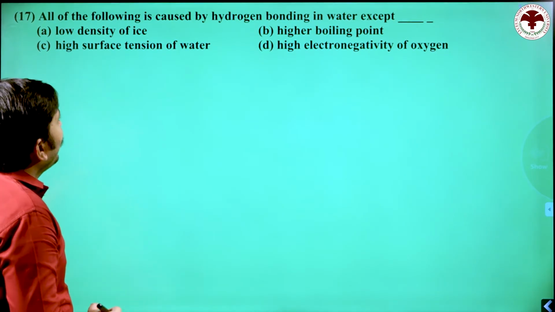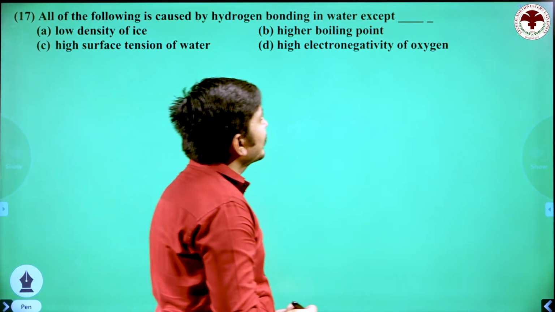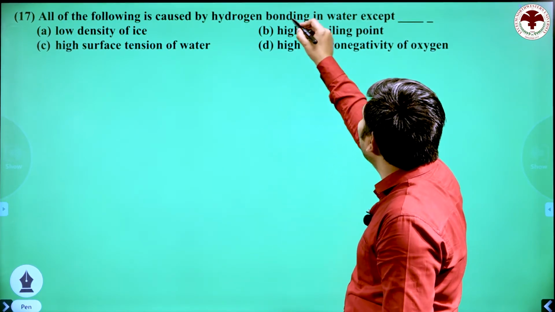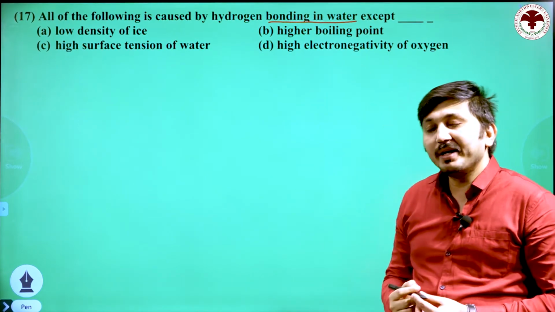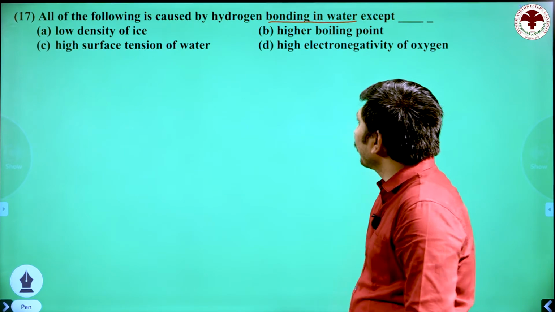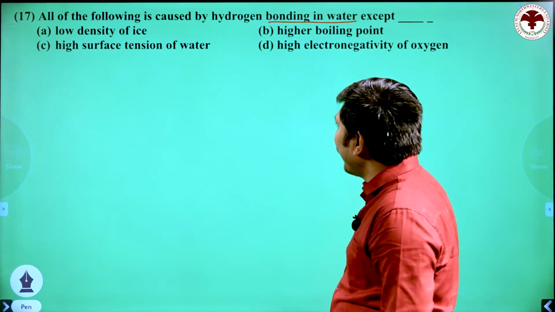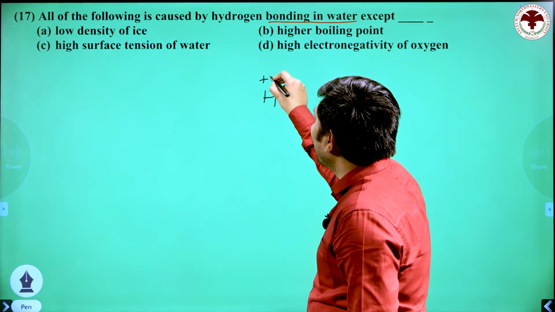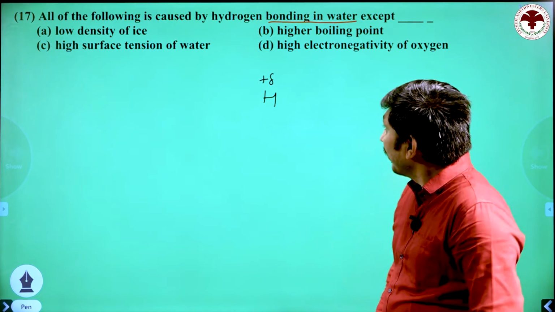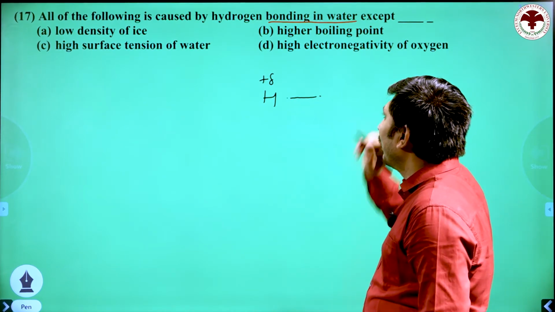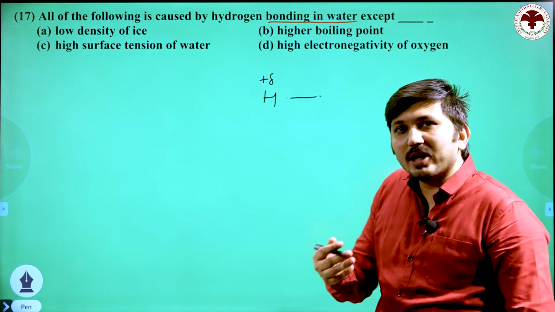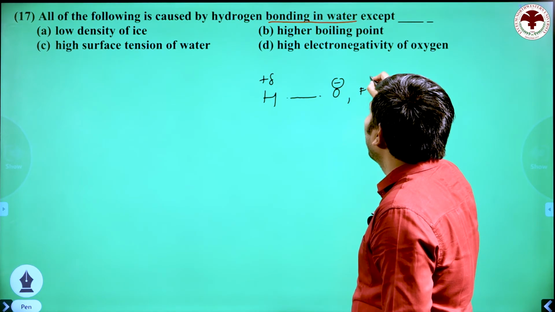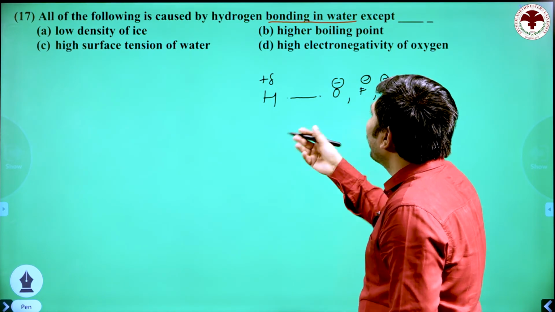Next, all of the following are caused by hydrogen bonding in water except. So, hydrogen bonding in water. What is a hydrogen bond? First of all, let me explain. If a positively charged hydrogen is in contact with a highly electronegative element like oxygen or fluorine or nitrogen, it forms a hydrogen bond.